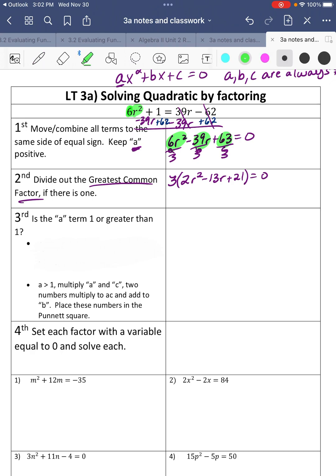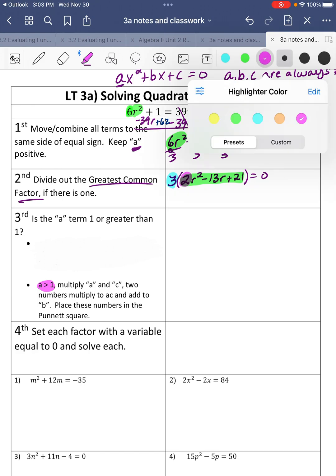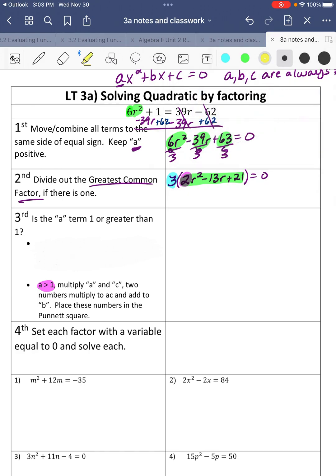Now, the 3 that just got divided out, the greatest common factor, is not a variable, so we don't have to worry about it at this point. What we do have to worry about is, can we factor the quadratic that's left? And so by doing this, we are going to look at when a is greater than 1. Really, even if a is 1, you always do this. There's a shortcut, but we're not going to worry about shortcuts.